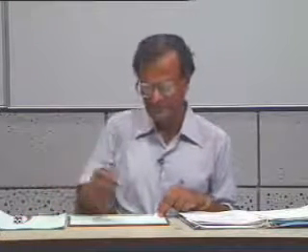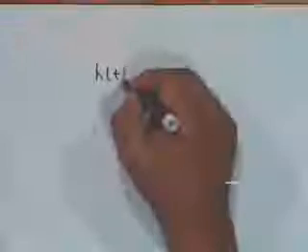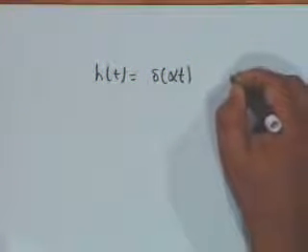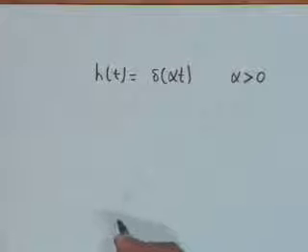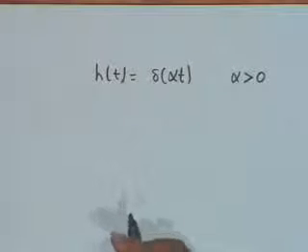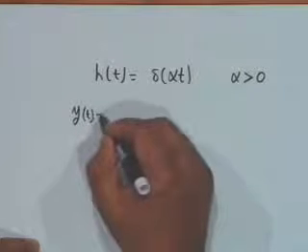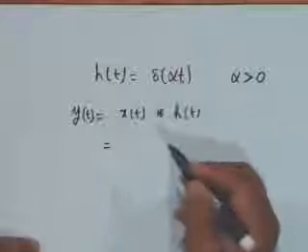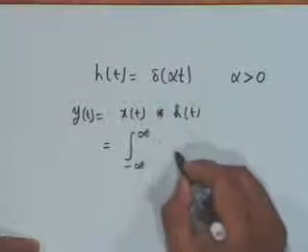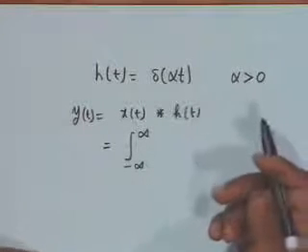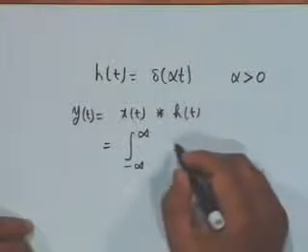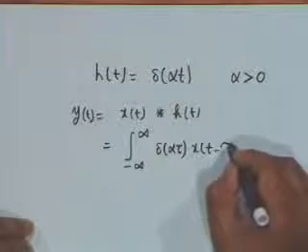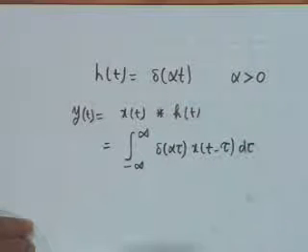The correct answer should have been like this. h(t) is delta of alpha t. First, let's consider alpha as positive. Then we'll see what happens when alpha is negative. So, y(t) by convolution is x(t) convolved with h(t), and the convolution integral is from minus infinity to infinity. We can either shift h or shift x. Let's keep h the same, delta(alpha tau), then x(t minus tau) d tau.